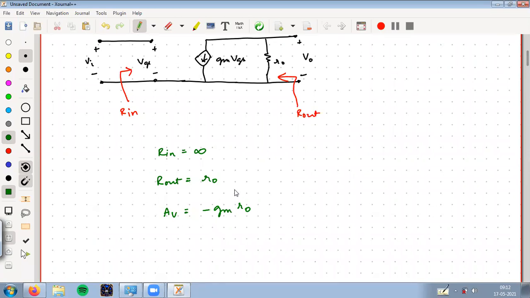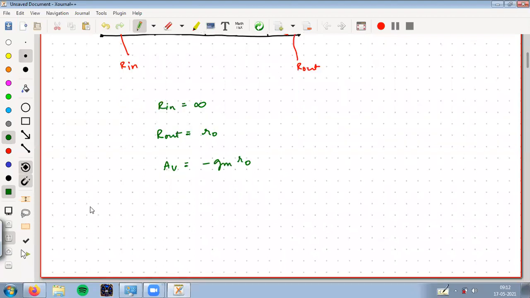So there is a term called intrinsic gain. Intrinsic gain is actually the mod of AV, which is basically GM into R naught.